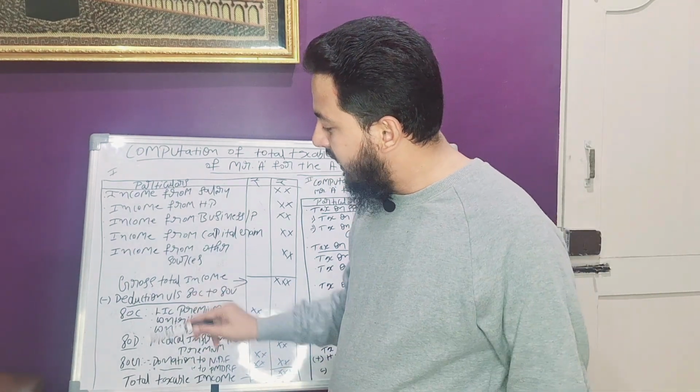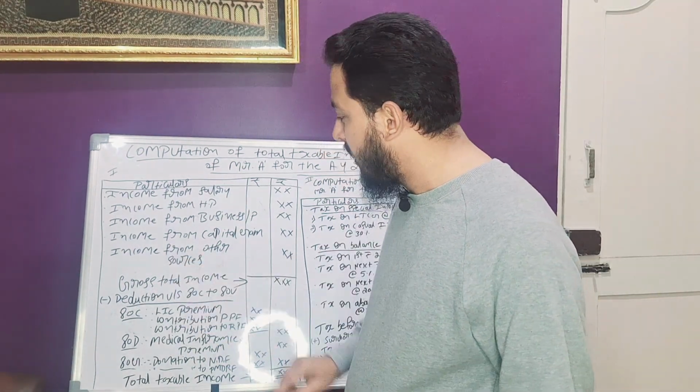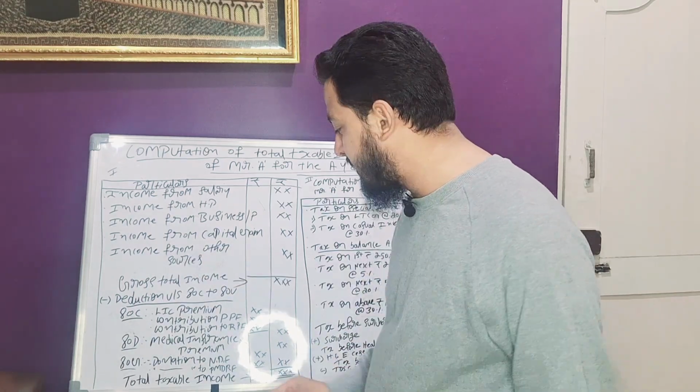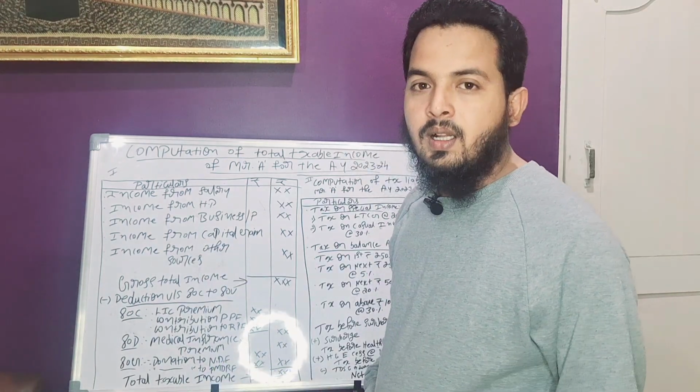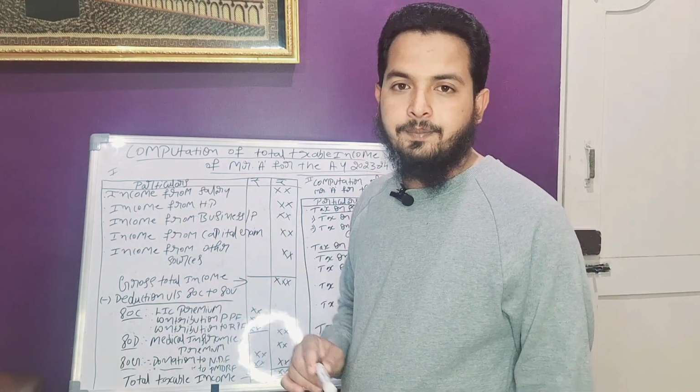If you deduct 80C to 80U from the gross total income, the balance is total taxable income. This is the first format.